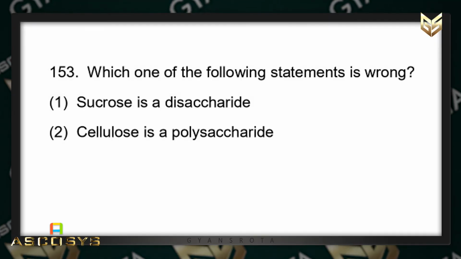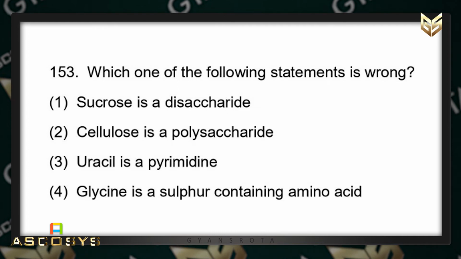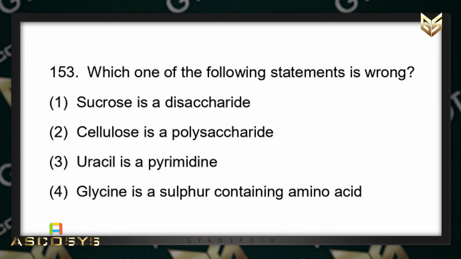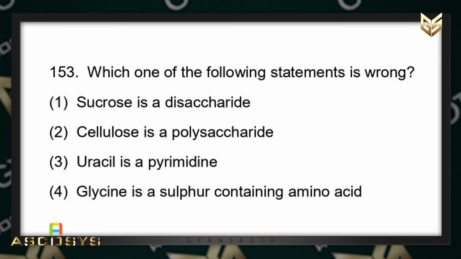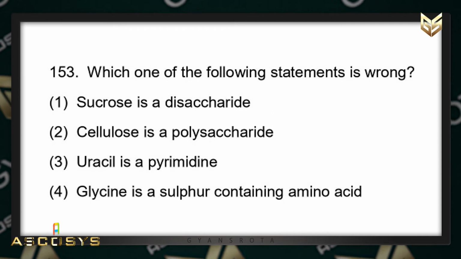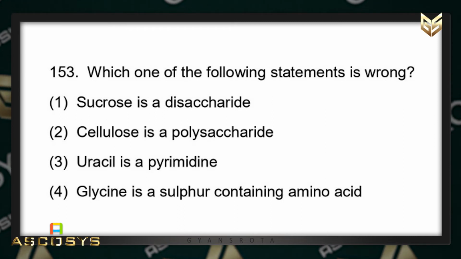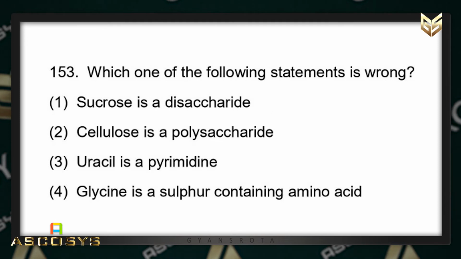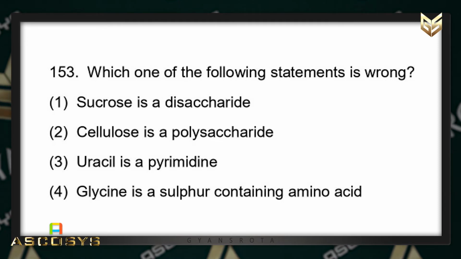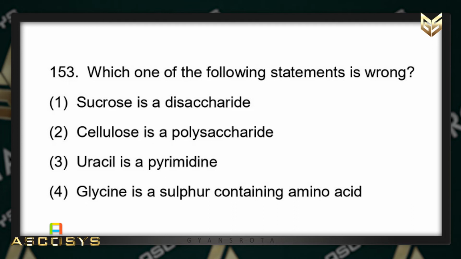Which one of the following statements is wrong? There are 4 options given. First statement is sucrose is a disaccharide. Second statement is cellulose is a polysaccharide. Third is uracil is a pyrimidine, and the fourth is glycine is a sulfur containing amino acid.